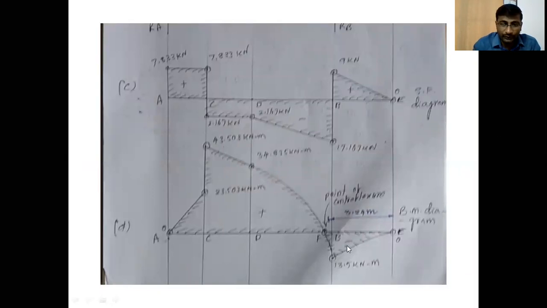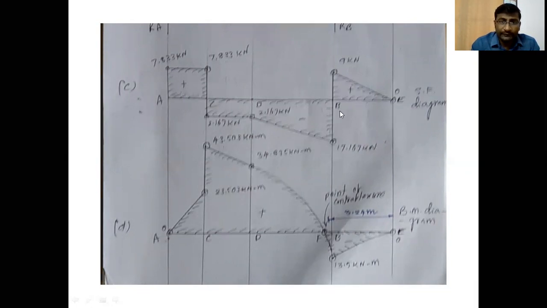So first you need to join these 2 points by a parabolic curve, and join 13.5 to 34.835 by a parabolic curve. So from point D to B and B to E, draw the total parabolic curve like this. Clear, students? This is the parabolic curve.